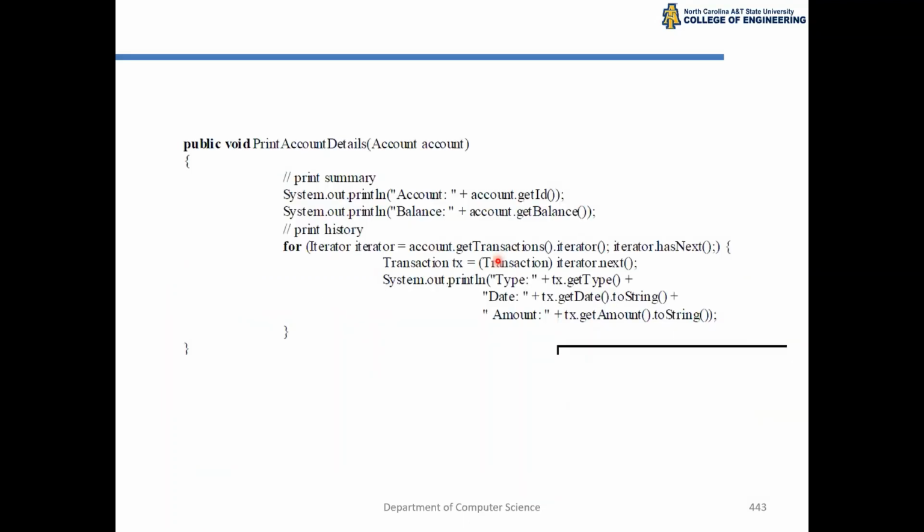So here we have another example, for example, the method we have using print account details. You're printing the summary and printing the history. Can you refactor this code? What do you think? How would you refactor this code?